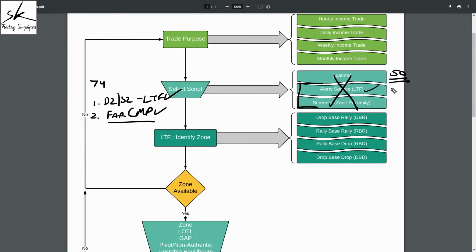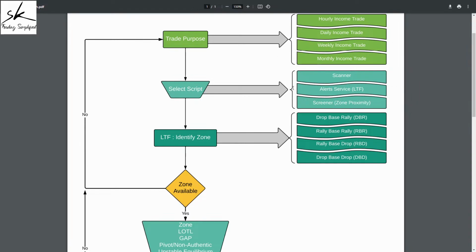That's the only positive side to it. Anyways, let's assume whatever process you applied, you got a list of symbols, and in that list, the very first one was ABC. So now what we need to do is analyze ABC and check, does it have any zones which match with my trade plan? If the answer is yes, we have an opportunity. If the answer is no, then we move on to the next one, then the next one, then the next one. And that is how we identify our trading opportunities.